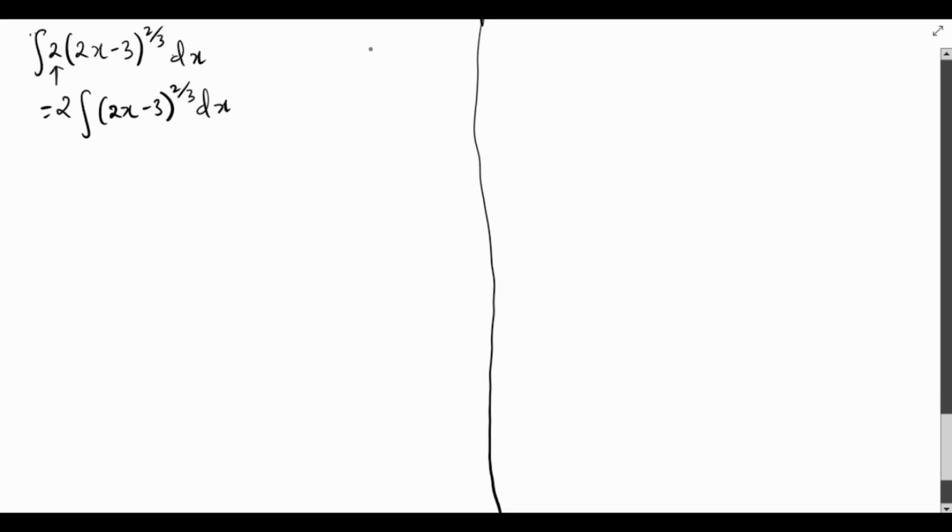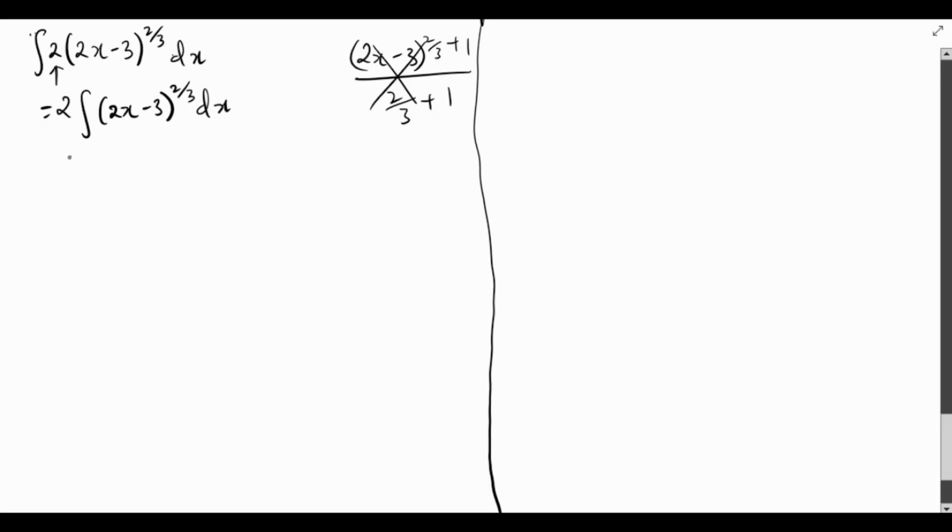How do we solve this? Do we just do (2x minus 3) to the power 2 divided by 3 plus 1, over 2 divided by 3 plus 1? Nope, this won't work. If it was just to the power of 2, we could multiply it by itself and then find a way around it. But this is a little bit difficult.